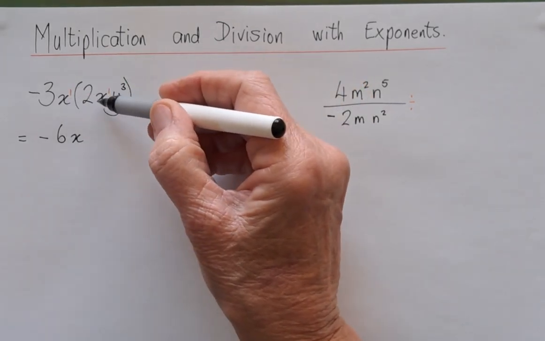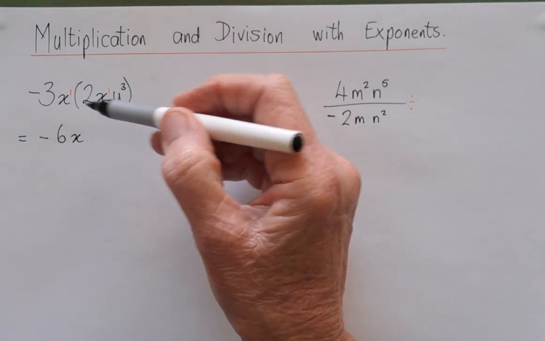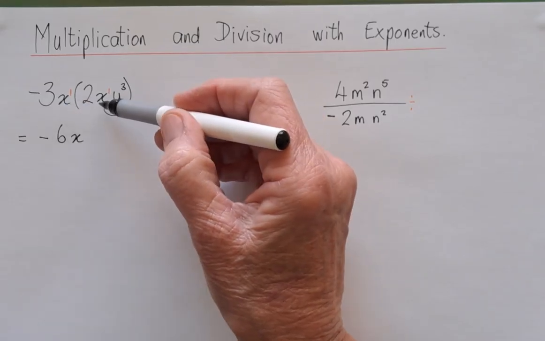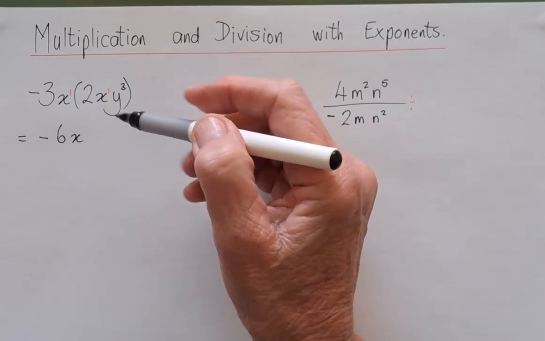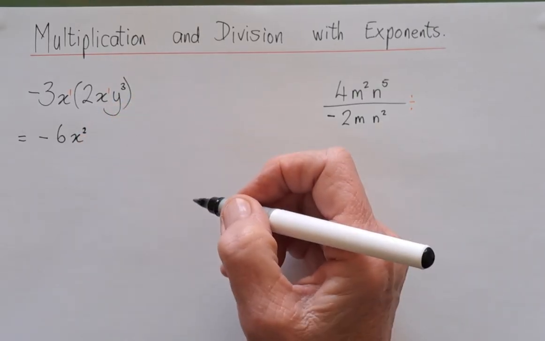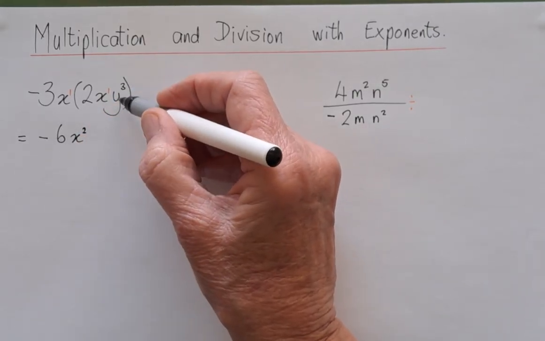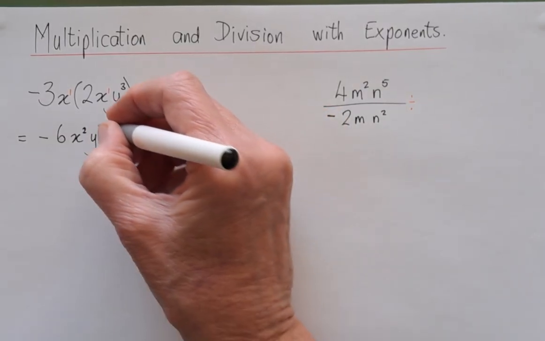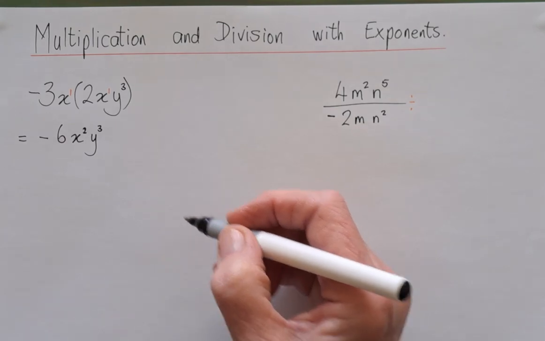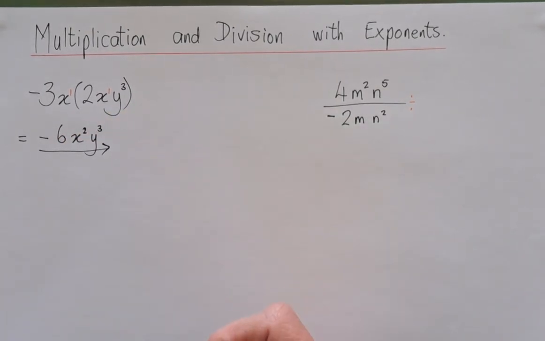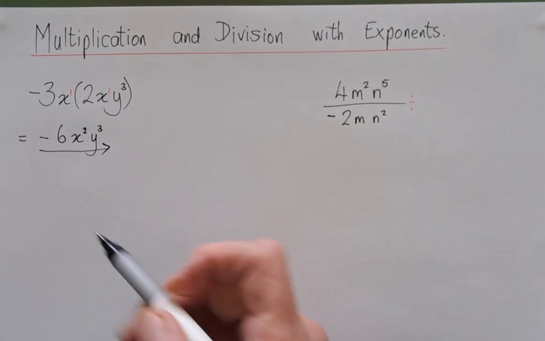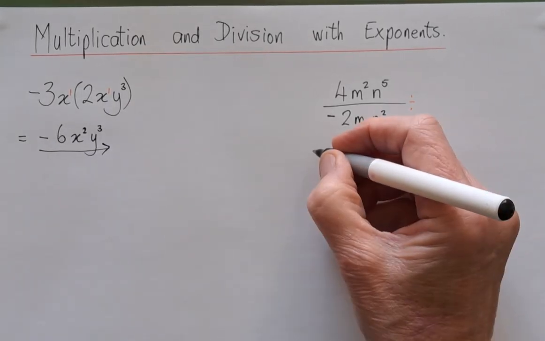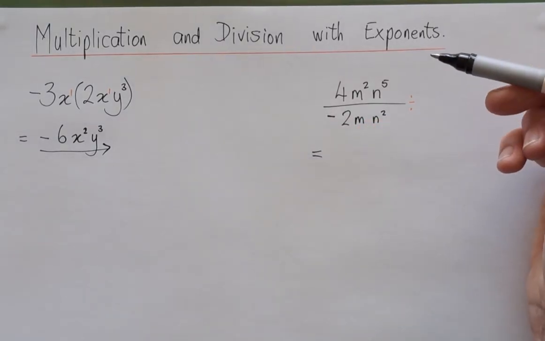So x to the power of 1 times x to the power of 1. According to the rules, if we're multiplying two powers together with the same base, then we need to add the exponents. So 1 plus 1 is 2. This power has a base of y, and there is no other power with the base of y, so it's not going to be affected by anything else, and it's going to remain y to the power of 3, or y cubed. And that's how simple it is if you just process the signs, then the coefficients, and then the variables.